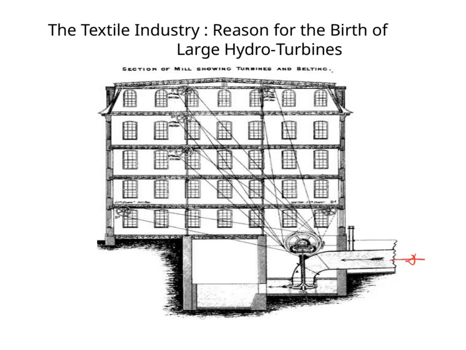The textile industry played a crucial role in sparking the development of large hydroturbines. As factories grew, they needed more reliable and powerful energy sources to keep machines running smoothly. Water power was abundant, but harnessing it efficiently required bigger, stronger turbines. This demand pushed innovation forward, leading to the large-scale hydroturbines we know today. In other words, the rise of textiles helped shape the future of renewable energy technology.